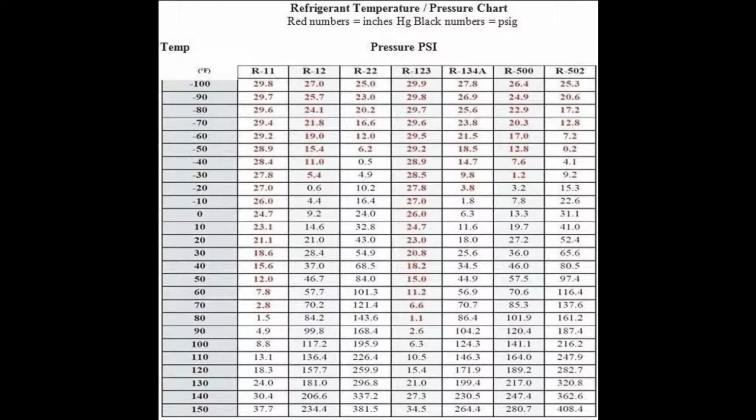Just use R134A as an example because it's pretty common. It's like 50 degrees Fahrenheit equals 44.9 psi. 150 degrees Fahrenheit equals 280.7 psi. That's the wrong one. 264.4 psi.